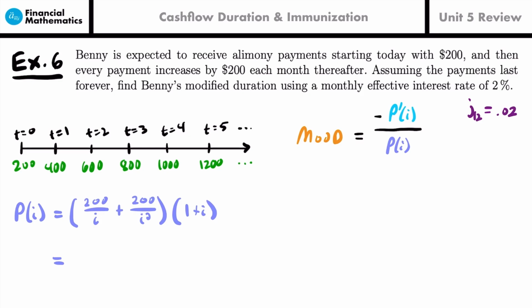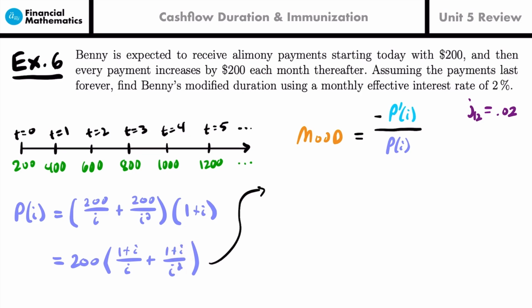This will be equal to 200 times (1 plus i) divided by i plus (1 plus i) divided by i squared. All right, so I pulled 200 out of those two terms and then multiplied 1 plus i in, so we have 1 plus i in the numerator of each term. Now, what I want to do is simplify this by breaking up these fractions. We'll have 1 divided by i plus i divided by i, and then we'll be adding that to 1 divided by i squared plus i divided by i squared.